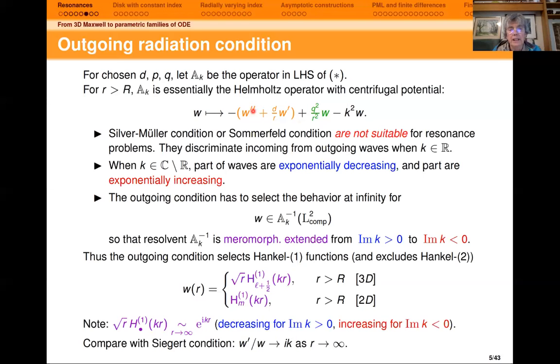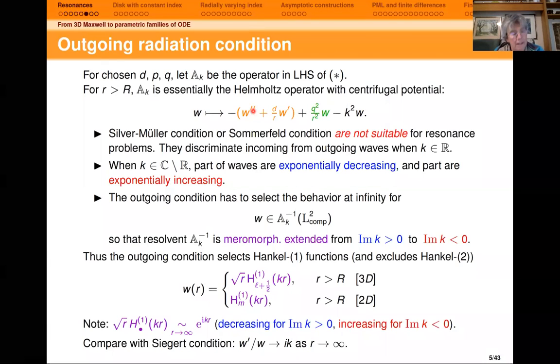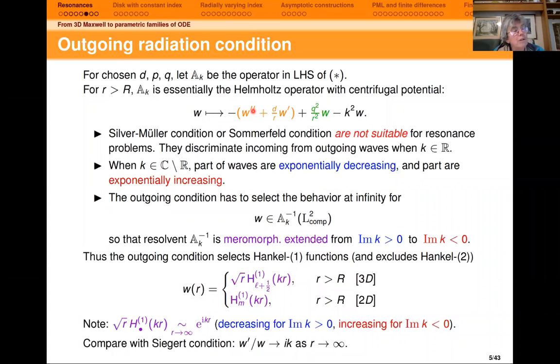exponentially increasing or decreasing. And now to understand what we want to have, we have to recall the mathematical definition of resonances. They are the poles of the extension of the resolvent of the operator. So the operator I'll call A_K.